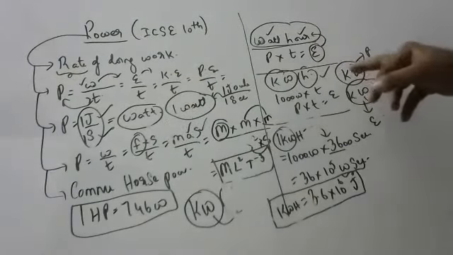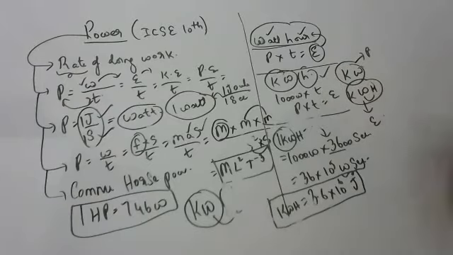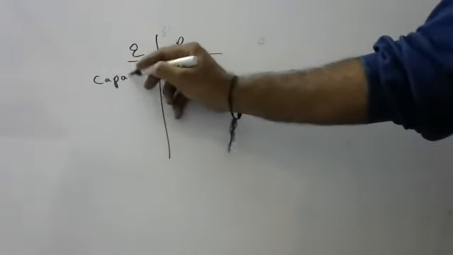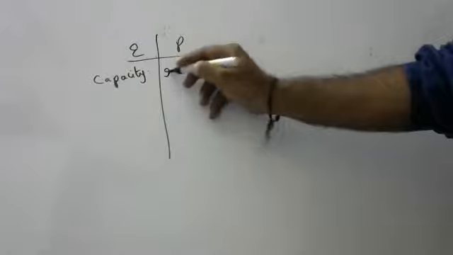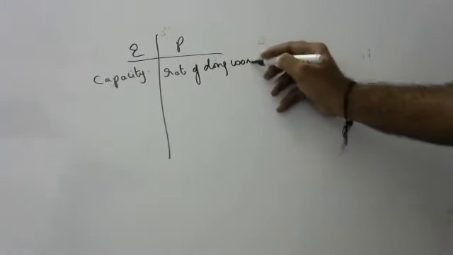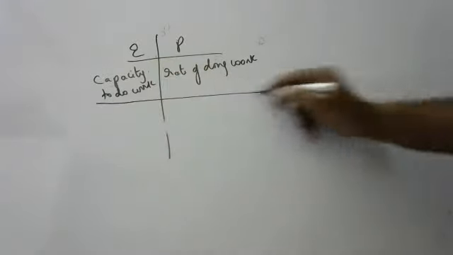So don't get confused between kilowatt and kilowatt hour. Kilowatt is the unit of power only, but kilowatt hour is the unit of energy. Okay, children. Now, last topic: what is the difference between energy and power? Children, energy is the capacity to do work, and power is the rate of doing work.